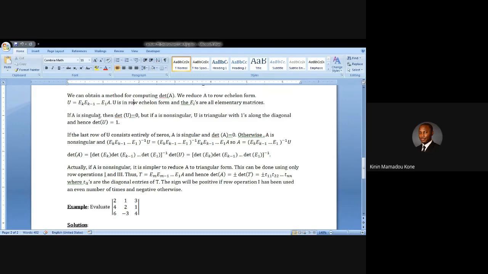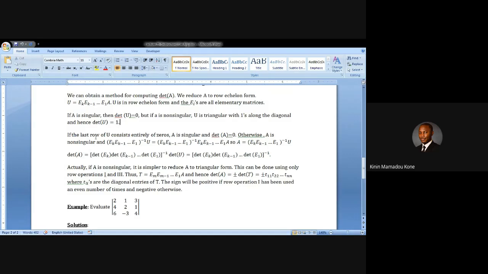If A is singular, then the determinant of U, the upper triangular matrix that you obtain after doing the row reduction of the matrix A, is going to be equal to 0. But if A is non-singular, then U is upper triangular with ones along the diagonal, and hence the determinant of that upper triangular matrix is equal to 1.